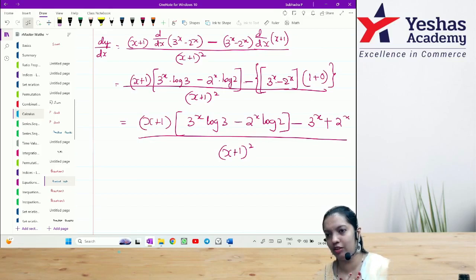Subhadra ma'am with all-level confidence, so you kept 400 pages again for calculus.